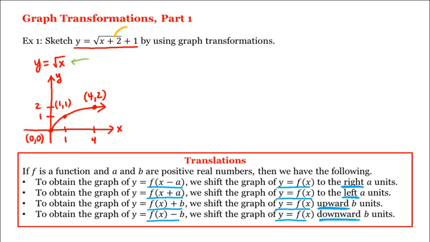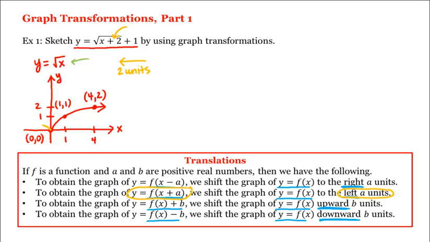All right, so what does this plus 2 here under the square root do to this graph? Well, looking down here, we're in the second case, aren't we? We are adding a positive number to the x value within the function, which means we're going to shift this graph to the left a units, or in this case, 2 units. So we're going to shift this graph 2 units to the left.